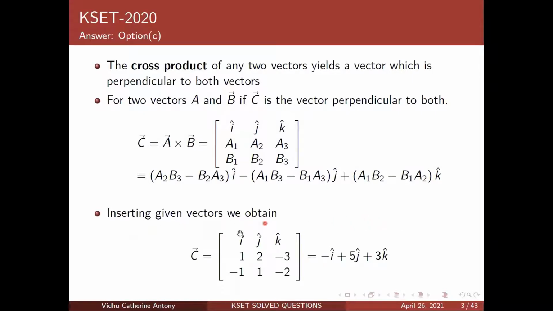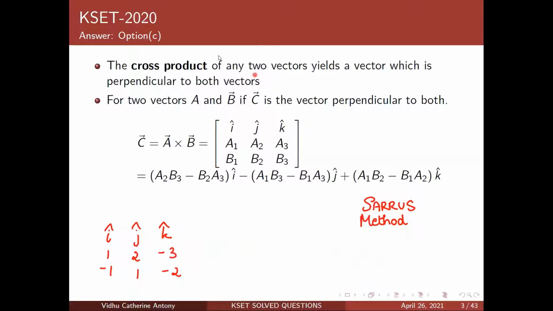Once you insert the given vectors into this, you could either use the big formula that you have, or you could use something called the Sarrus method, which we have discussed several times. I think in lecture one, we started off with this method. What you do basically is rewrite this matrix. So how do you do that? You have i cap, j cap, k cap, 1, -1, 2, 1, -3, and -2. Let me just try and get some space here.